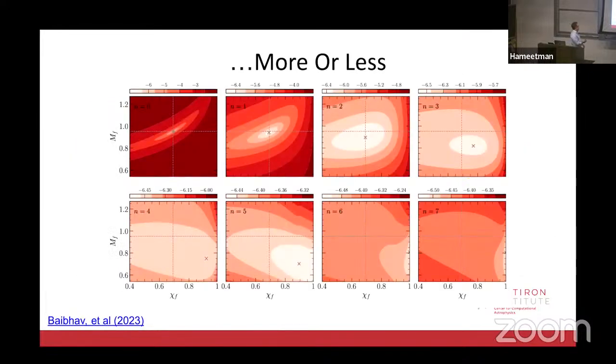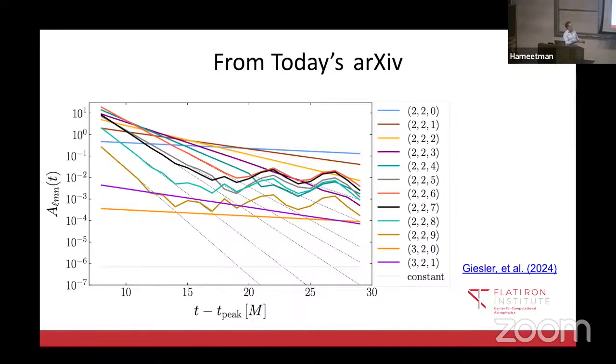Other analyses, this one by Vishal Baibhav, have suggested that maybe once you get past the 2nd or 3rd overtone, actually the best fit mass and spin are not quite the right mass and spin. However, the difference in goodness of fit between this place and this place would require a signal-to-noise ratio in the thousands or tens of thousands in order to tell the difference in real LIGO data. So this is a very active area of theoretical investigation, including on today's arXiv.